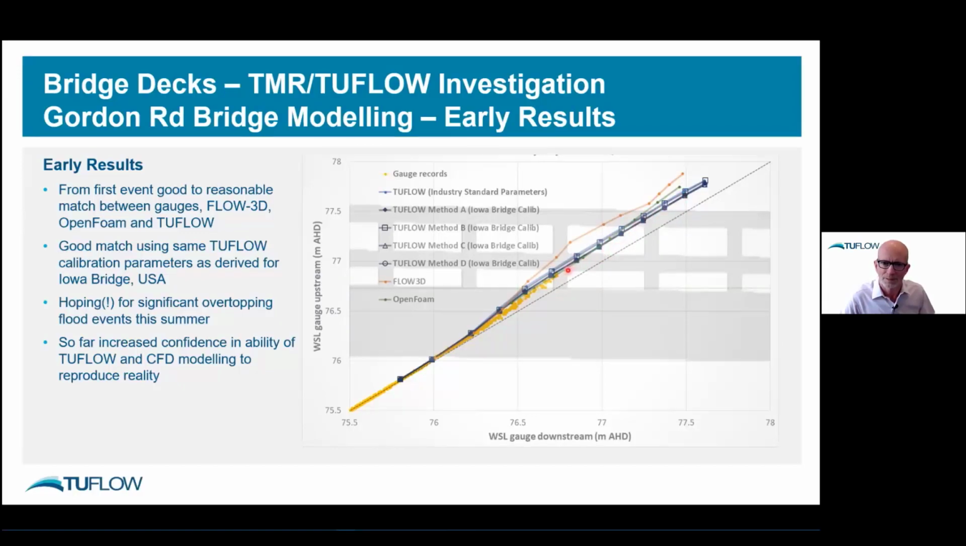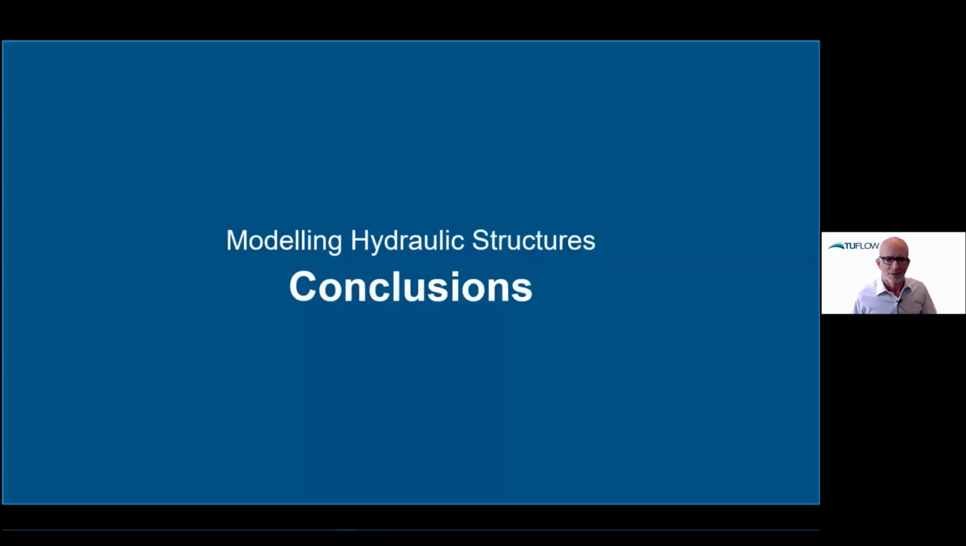What's been interesting is that we did a calibration of one of the bridges in Iowa, on the Iowa River, with our new method, and came out with parameters for each of the different methods we're exploring. Then we applied those exact same parameters to Gordon Bridge, and they came in quite nicely, giving a nice result. So that's very encouraging. The situation at the moment is looking good. Okay, time to wrap up before I run out of time.